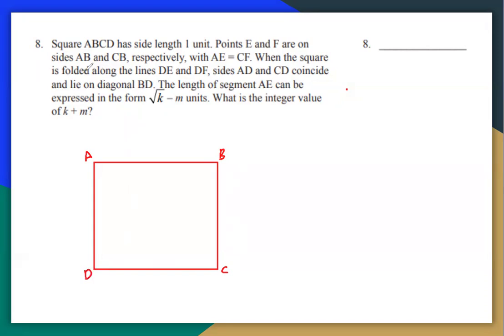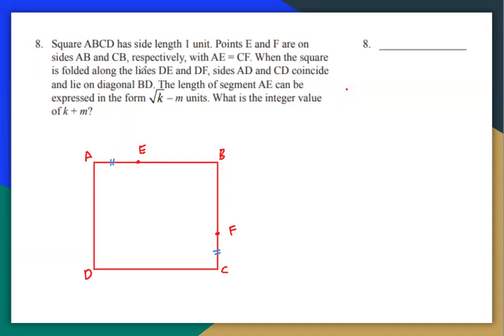Okay. And such that E is on side AB. So let's say E is somewhere right here, and we can change its place as we need. And F is on CB, so it's going to be somewhere right here. And then AE and CF are equal. So this piece and this piece are equal.